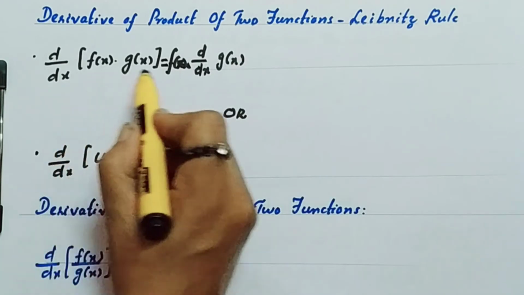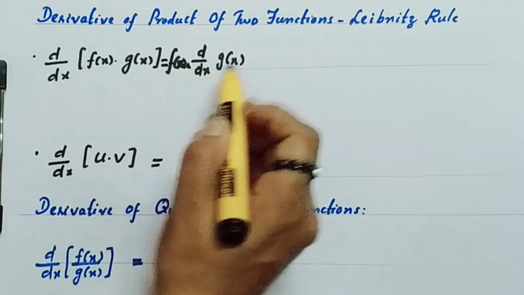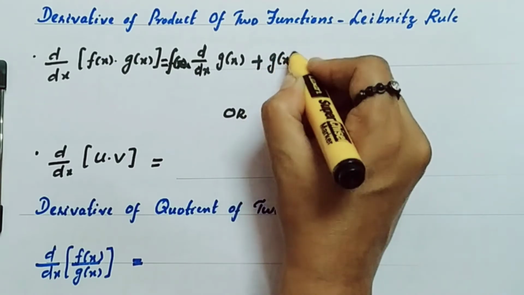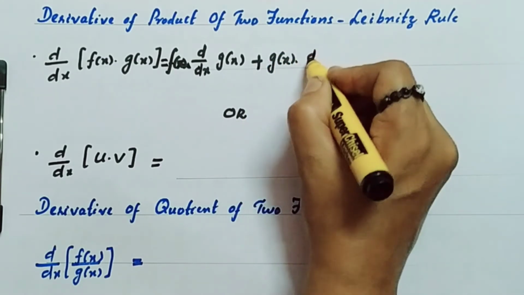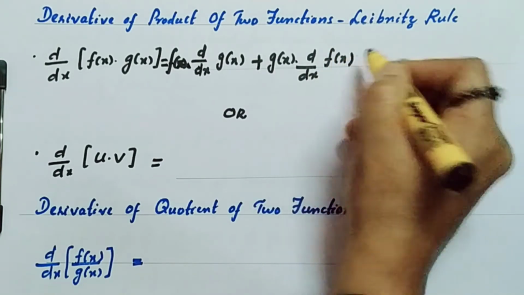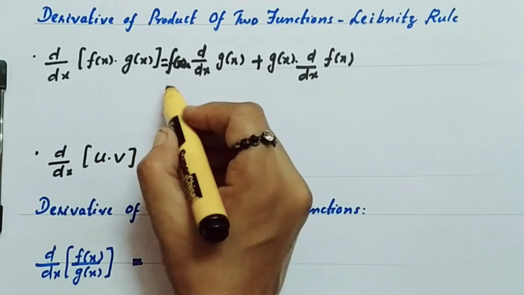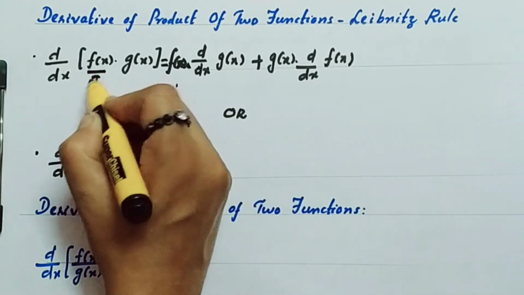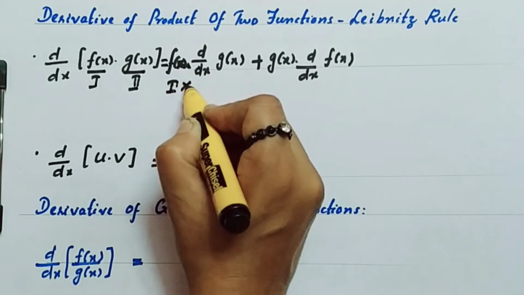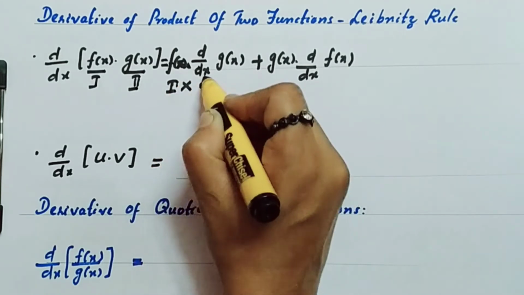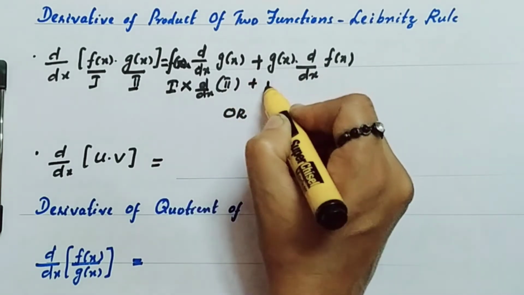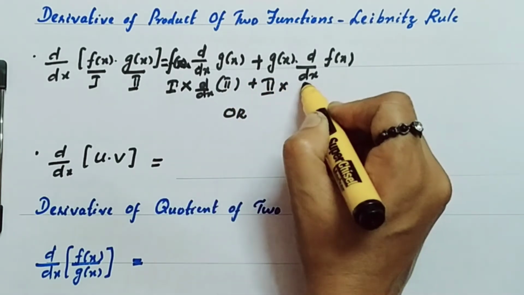First function f(x) into derivative of second plus the second function g(x) into derivative of first. This we can call the first function, and this is the second function. The first function into derivative of second plus the second function into derivative of first.